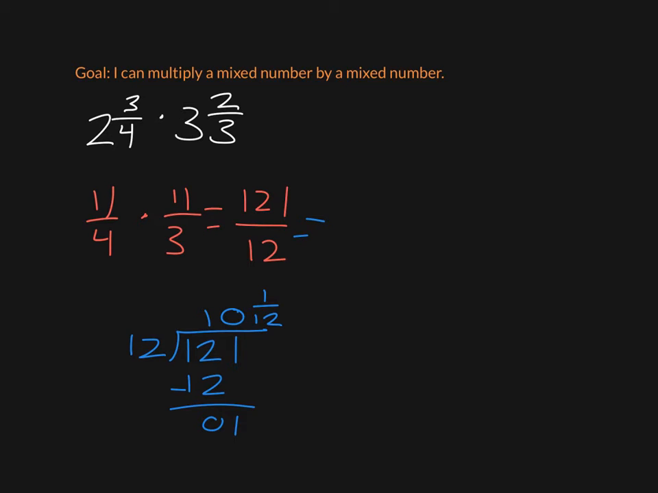So 121/12 equals 10 1/12, which was accurate when we look back at our distributive property method. We also got 10 1/12. Both methods work. Both methods are correct. It's really a matter of preference, and sometimes certain numbers lend themselves to a certain method, but really it's up to you to choose which method you prefer.